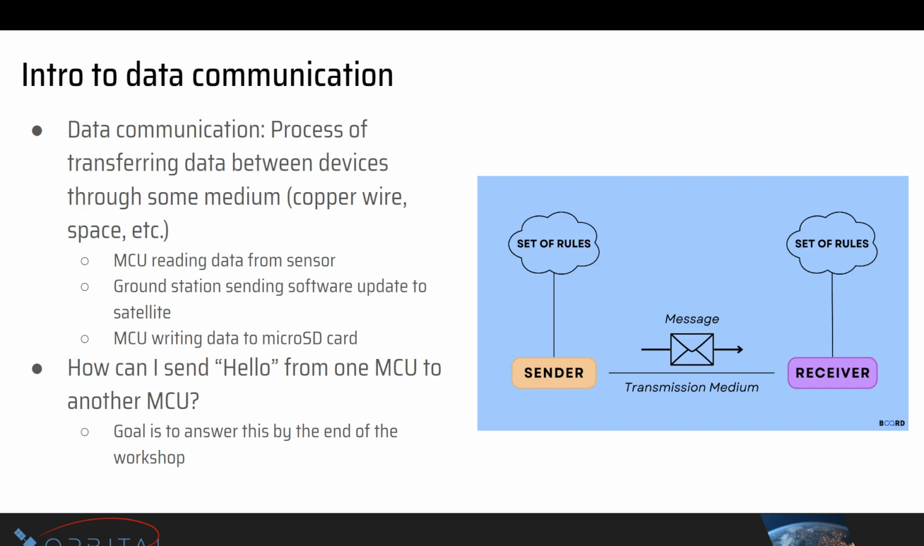So all of these are just like you have your microcontroller and you need some kind of way to talk to these other devices in a way that they can understand, and also read data from these other devices. And how can I send a hello from one MCU to another MCU? Hopefully by the end of the workshop, you'll be able to understand how you can do this.